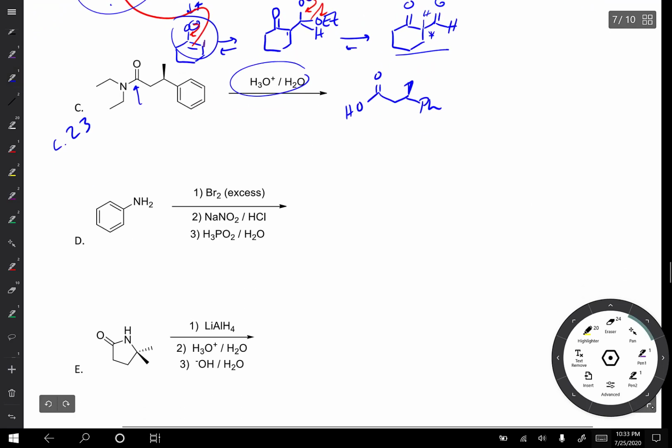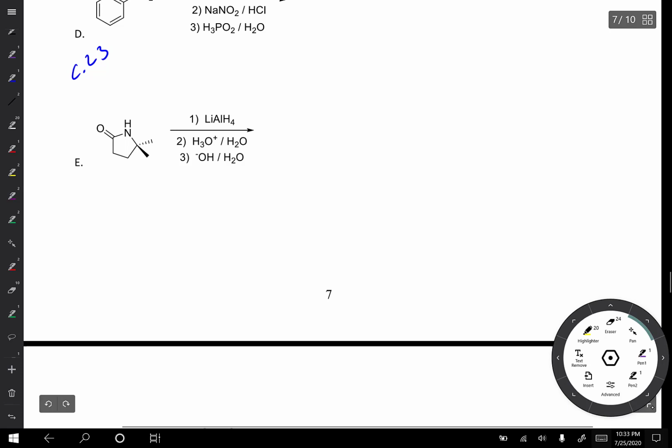Let's go to the next one. This one's also in chapter 23. All right, here we've got another carboxylic acid derivative. We've got lithium aluminum hydride. We've got an acid workup and then a basic workup. Here we know that we can reduce this amide into the amine. When we do this, though, we know that we need to have both steps, the acid and then a basic workup, in order to get the neutral amine that we want. This was fair game on your last exam. Here, let's go to the next one.